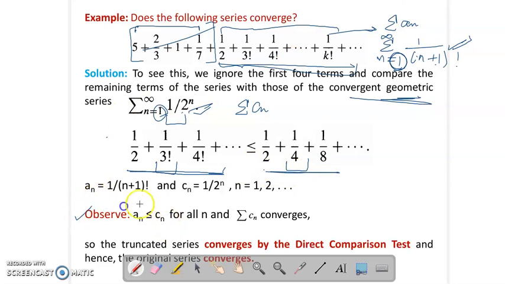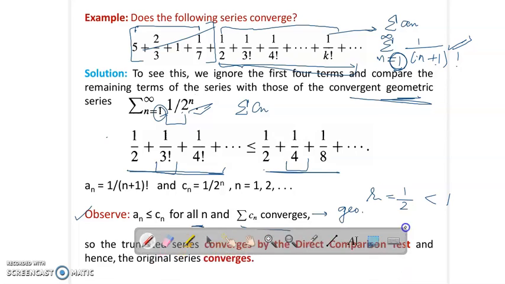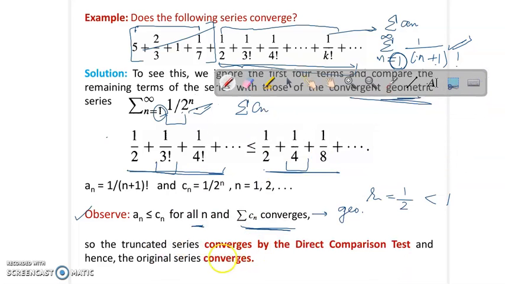So now you state the test properly. Observe that an is less than or equal to cn for all n, and it is also known that summation cn converges, being a geometric series with common ratio r equal to 1 by 2, which is less than 1, right? So an is less than or equal to cn for all n, and summation cn converges. Hence we can say that summation an converges.